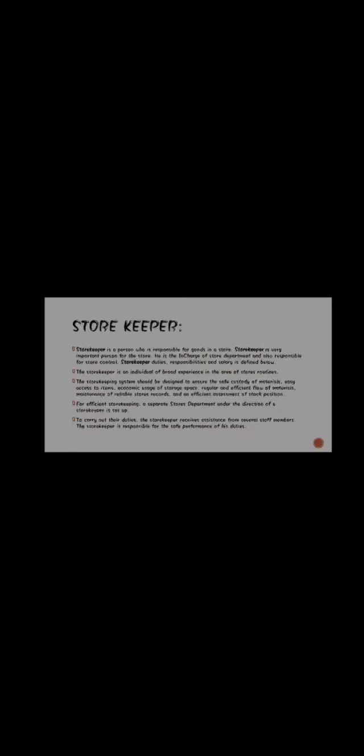Who is a storekeeper? A storekeeper is a person who is responsible for the goods in a store. The duties and responsibilities of a storekeeper are to maintain a ledger of incoming and outgoing goods, and to manage the flow of materials in the warehouse, access to other items, and economic usage of the storage space. The storekeeping system is designed to safeguard the stock position and keep reliable store records. For efficient storekeeping, a separate store department under the direction of the storekeeper is set up.